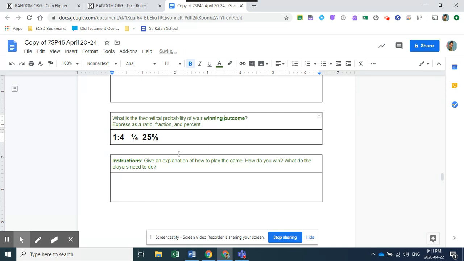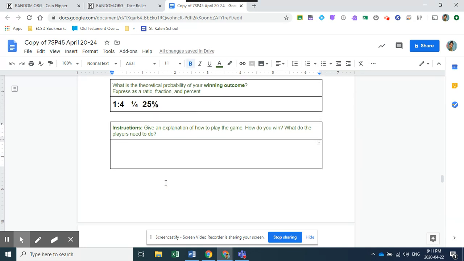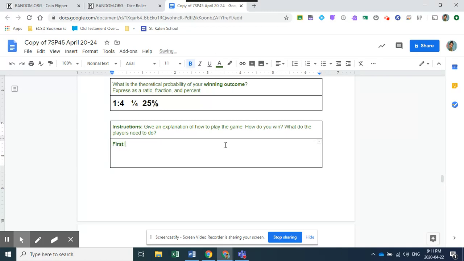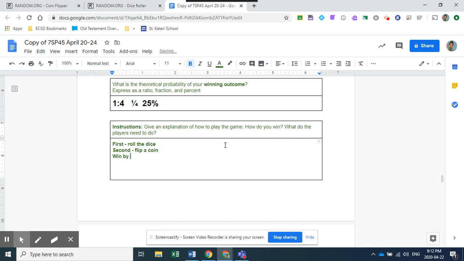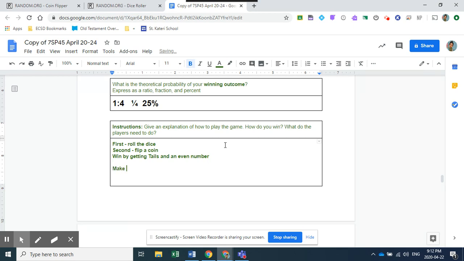All right. Instructions. Just kind of explain how to play it. First, roll the dice. Second, flip a coin. Win by getting tails and an even number. Make your instructions better than this. I'm just speeding through it to get it done, to show you. Okay, do it better than what I just did.